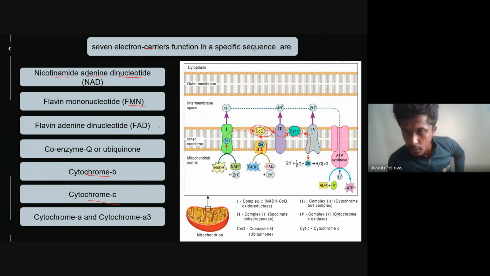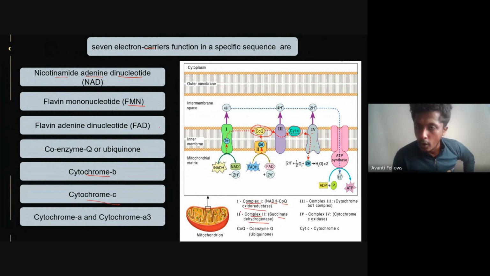So remember, students, if the question is asked about what is present in complex 1, you should go for NADH, CoQ, and then we have oxidoreductase, right? If they ask about complex 2, then we said succinate dehydrogenase. Remember these names, okay? What does complex 2 have? They have succinate dehydrogenase. What do we have in complex 3? In complex 3, we have cytochrome BC1 complex. And what do we have in complex 4? We have cytochrome C oxidase.